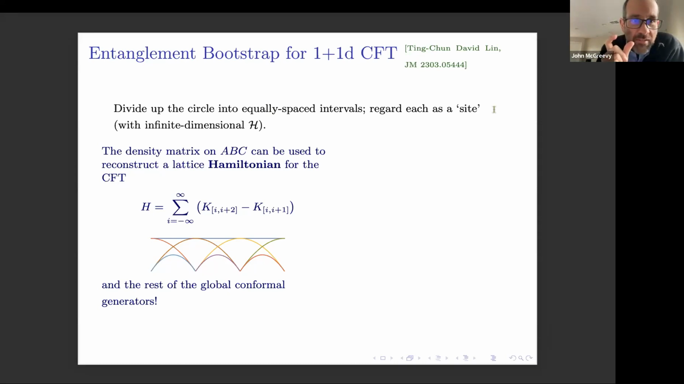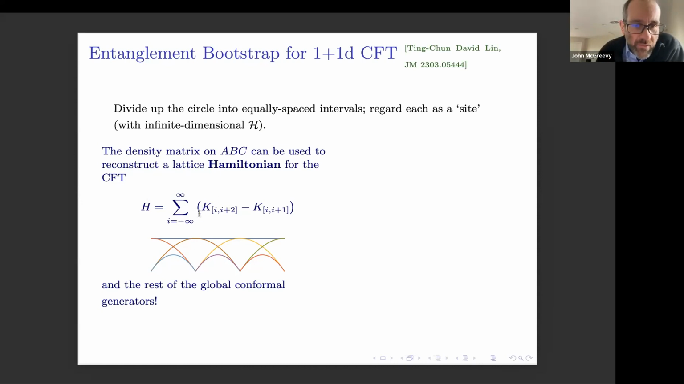I'm going to use that notation. I'm going to call an interval a site, and I'm going to think of it as a site with an infinite dimensional Hilbert space. The density matrix on ABC can be used to reconstruct, in this way, a lattice Hamiltonian in the following form. Basically, the idea is the Hamiltonian is the integral of the Hamiltonian density with coefficient 1.